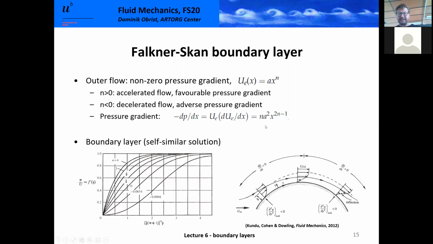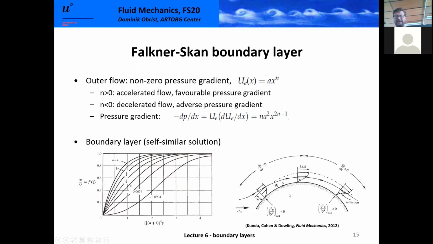So here you see how the pressure gradient is related to this parameter n. But for now, it's sufficient if we just remember n positive is accelerated flow, decaying pressure, negative pressure gradient. For n negative, we have a decelerated flow and a positive pressure gradient, also called adverse.